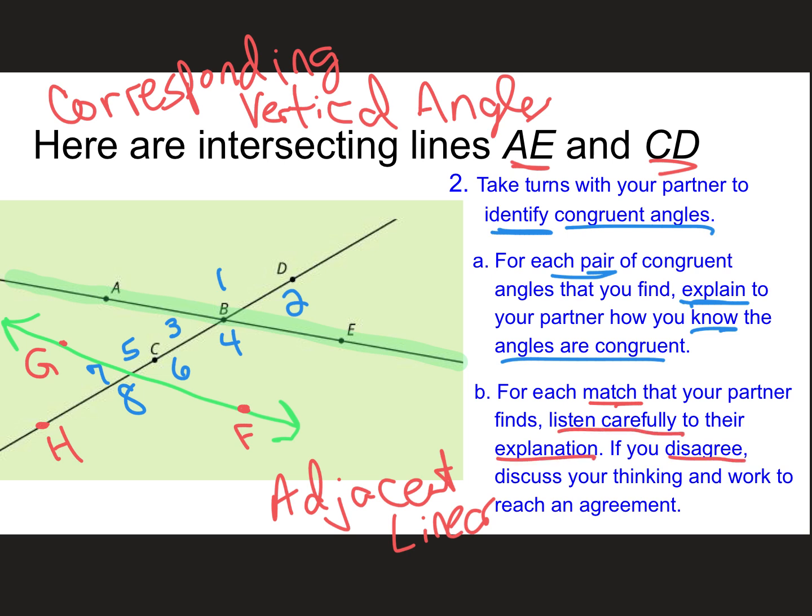Okay? For each match that you and your partner find, you're going to listen carefully to the explanation. Remember that if you disagree, you're going to discuss your thinking and work to reach an agreement. In your groups or pairs, take turns explaining to your partner how you know the angles are congruent. We're looking for congruent angles only. For each match that your partner finds, you're going to listen carefully. So you're either listening or explaining, and you're going to keep a written record. Okay, go ahead and do this in class, and I will see you if you have any questions.